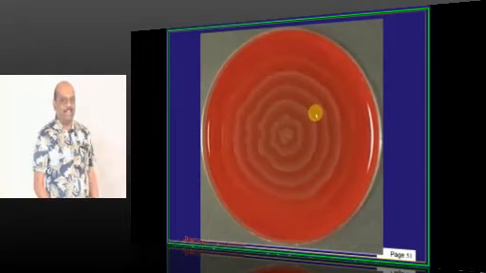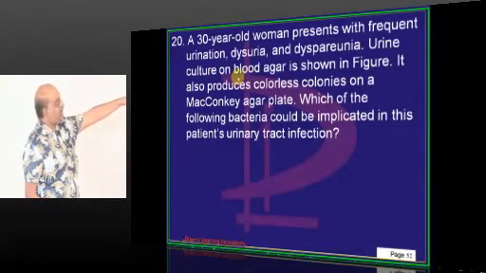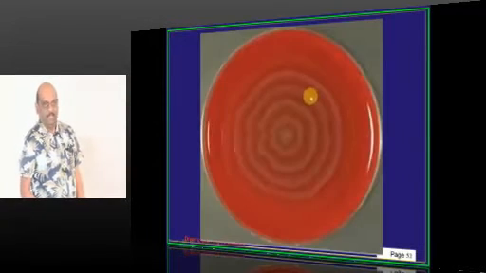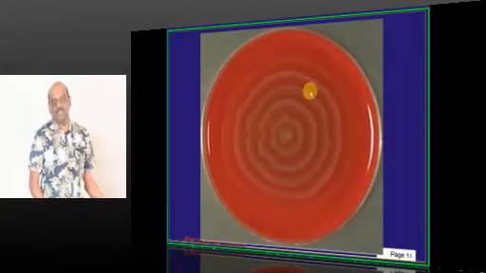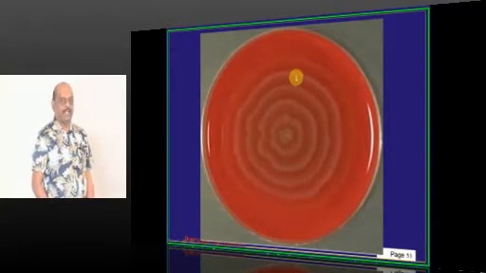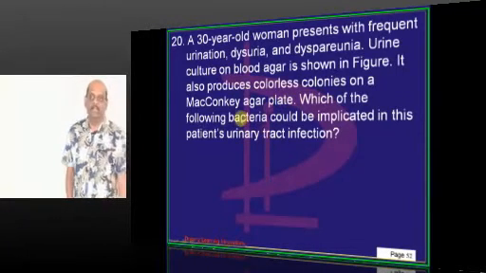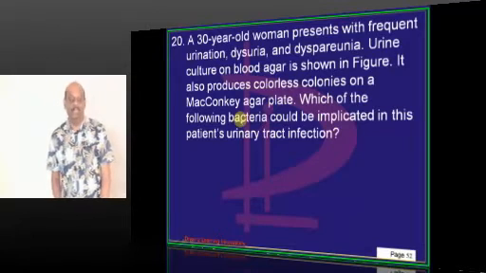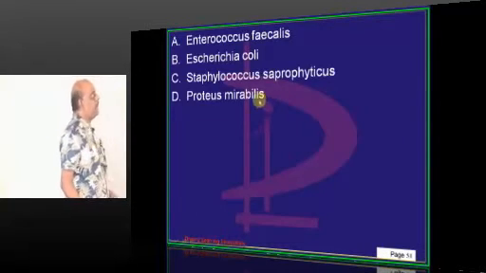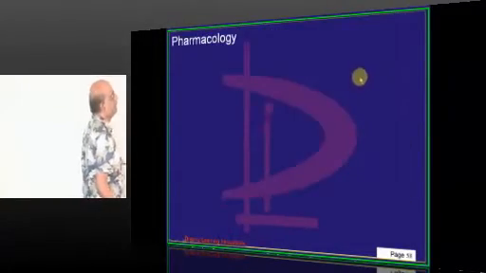Even if you don't recognize this as swarming growth, you can easily recognize it based upon the history. Urinary tract infections commonly mean E. coli or Proteus. So it is producing a colorless colony, which means it is a non-lactose fermenter. That makes you clinch the diagnosis as Proteus mirabilis, is what you need to basically appreciate.